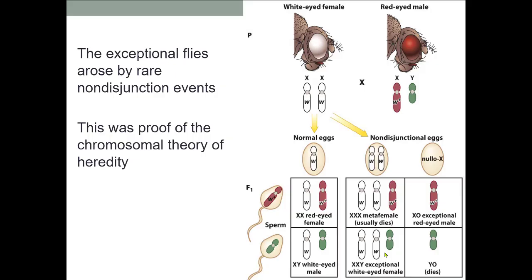Non-disjunction really was the nail in the coffin for any doubters of the chromosomal theory of heredity. If Morgan's work didn't do it, Bridges' work finding this really did drill home this concept that, yeah, the chromosomes are the important part, at least in terms of fly eye color. And of course, we know now that this is true across the board.